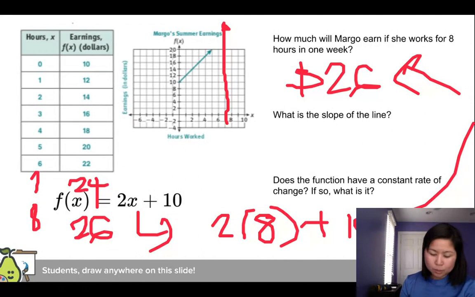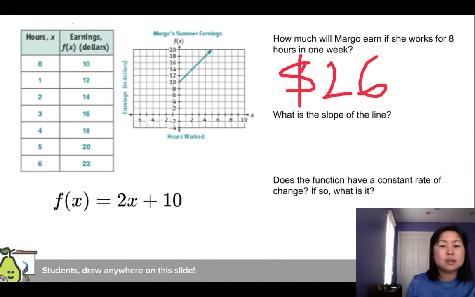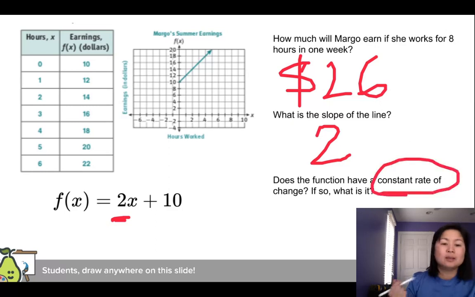What is the slope of the line? You can use a table, you can use a graph, or you can use a function. In this case, I have a function, so the slope is right there. I'm not going to do anything extra, okay? Look over here. I know the slope is the number with the x value, so the slope should be 2. Then this question asks for the constant rate. The rate is another name for the slope, so it's also 2.